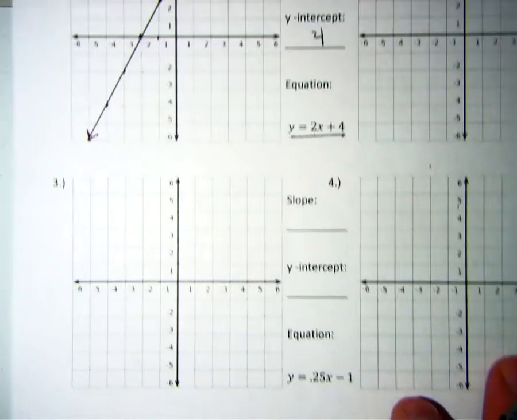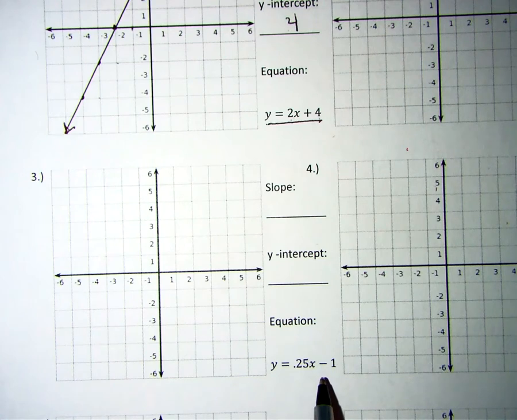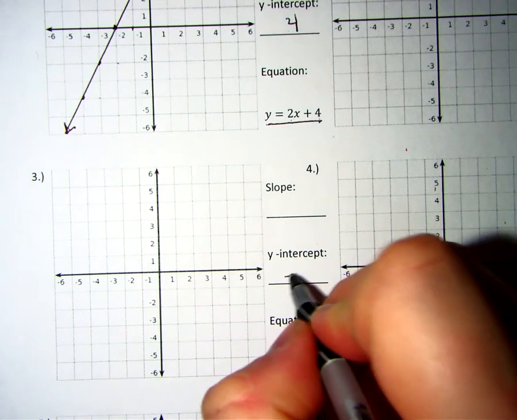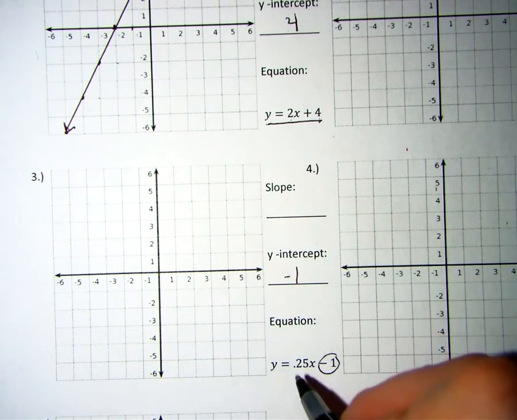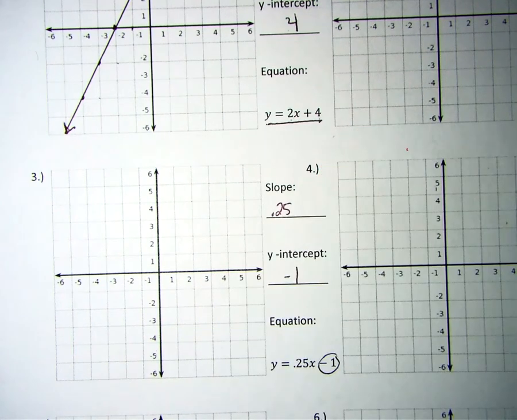Let's look at number 3. Number 3 has the equation y equals 0.25x minus 1. So my intercept is negative 1. My slope is 0.25. Now I've told you all year that fractions are going to become your best friend because we can utilize fractions much easier than we can utilize decimals. Now 0.25 we all know is 1/4.